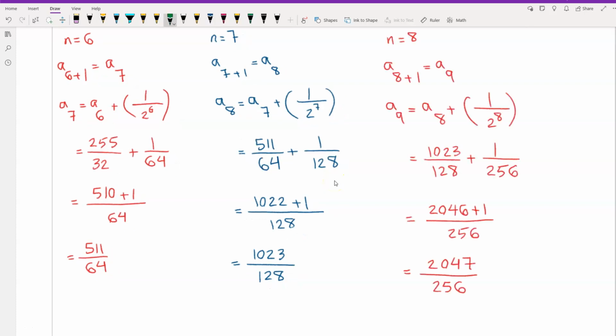And now here on this part we have a sub 9, that is equal to a sub 8 plus 1 over 2 to the 8th power.